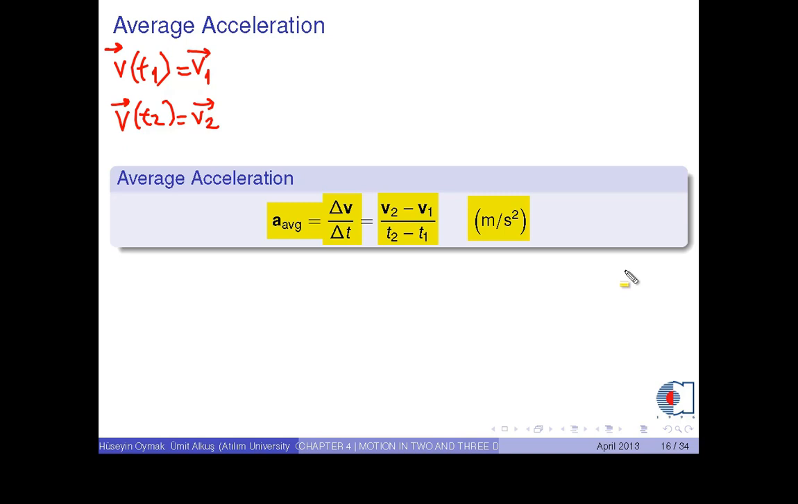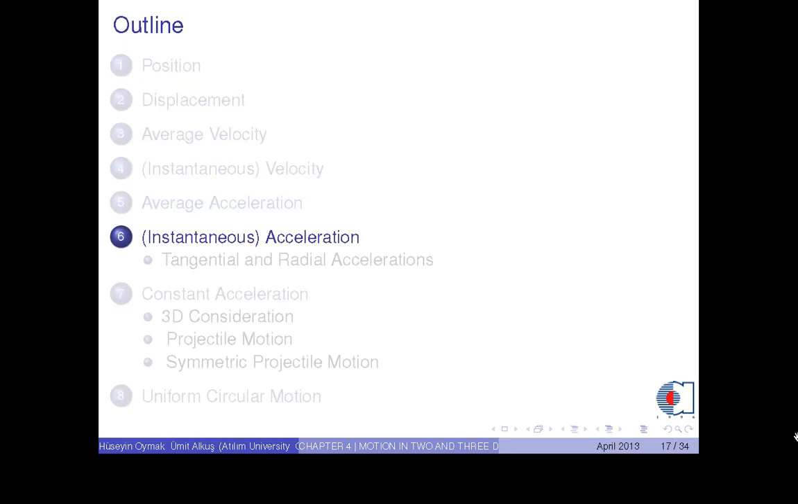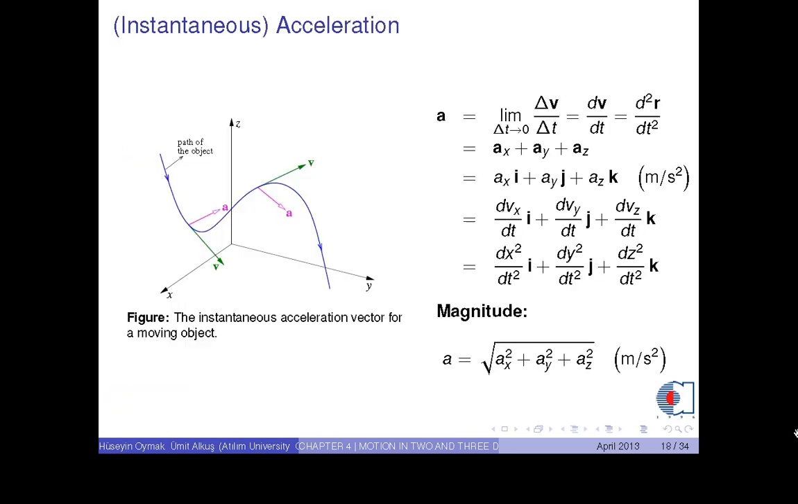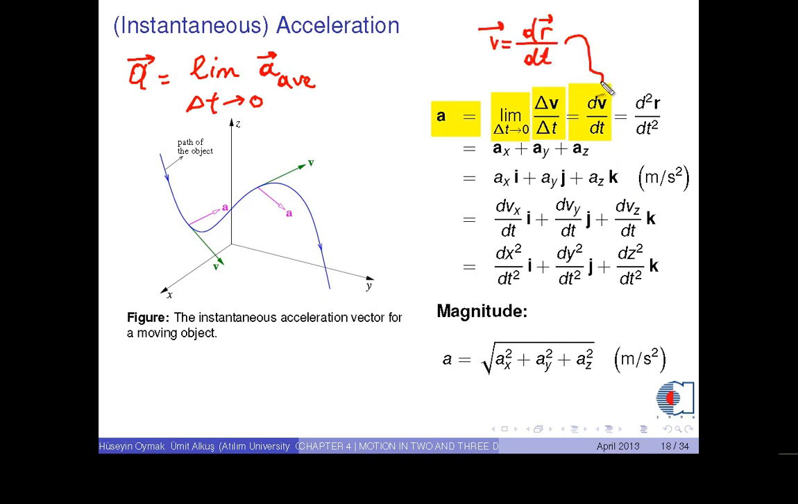Now comes the instantaneous acceleration. The instantaneous acceleration a of an object at any time is defined as the limiting value of a average as Δt goes to 0. That is, a = limit as Δt goes to 0 of Δv/Δt, or dv/dt. But since v is also the time derivative of the position vector, that is dr/dt, then acceleration is the second time derivative of the position vector, that is d²r/dt².